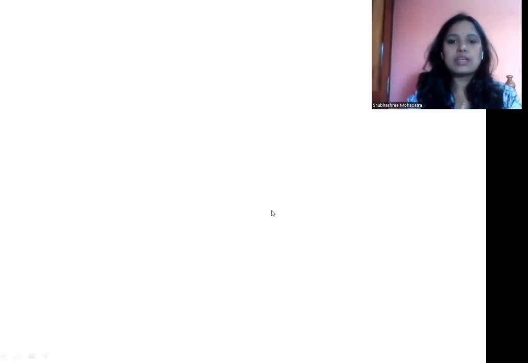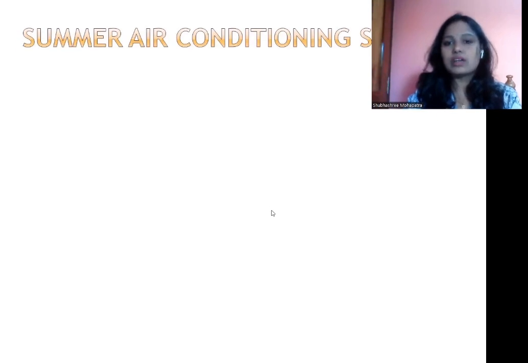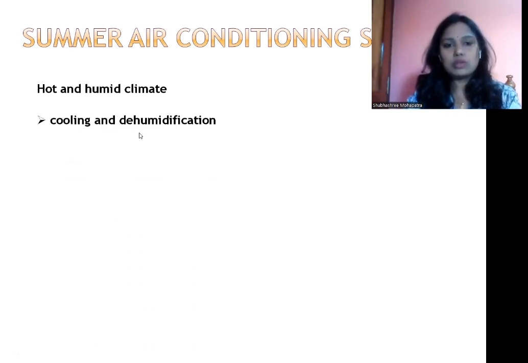Today we'll be discussing the summer air conditioning system. So let's take an example of a hot and humid climate. In a hot and humid climate, the outside temperature is high, so we need to cool it down. Similarly, it has high humidity, so we need to reduce the humidity. So the psychrometric process to be followed will be cooling and dehumidification.